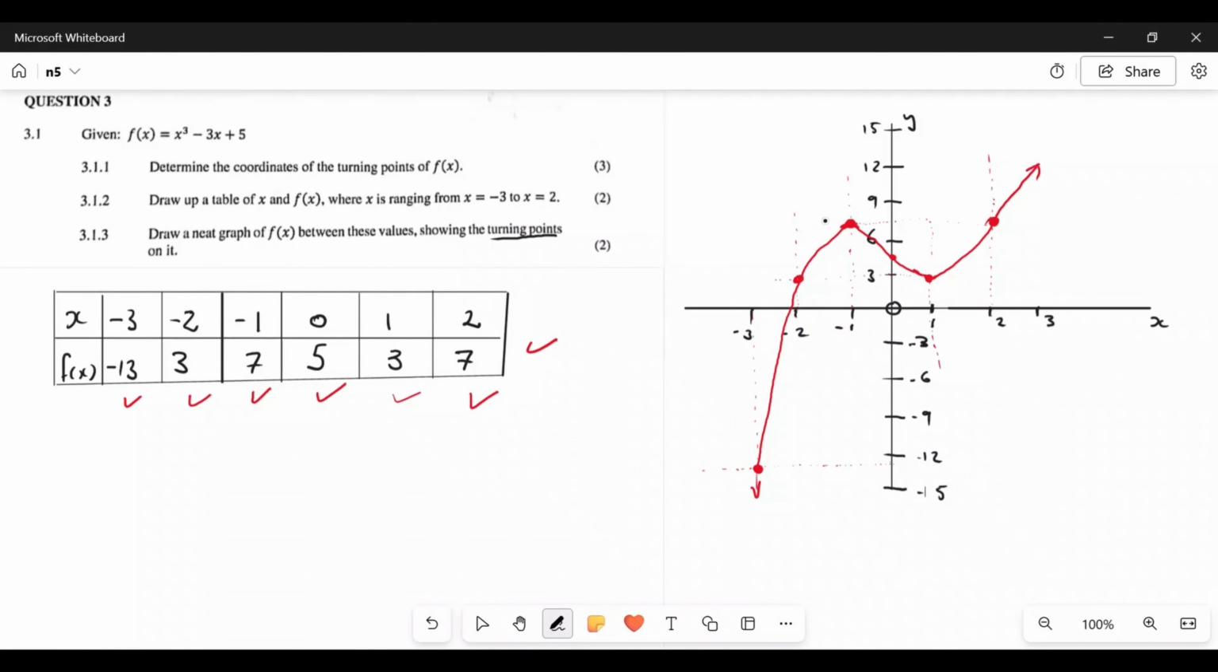Remember, we need to write the turning points. Let's start with this one here. This turning point here, x is negative 1 and y is 7. This one here, x is positive 1 and y is 3. There we go. So do not forget to write these turning points. As for other points, even if you don't indicate them, it's still fine.